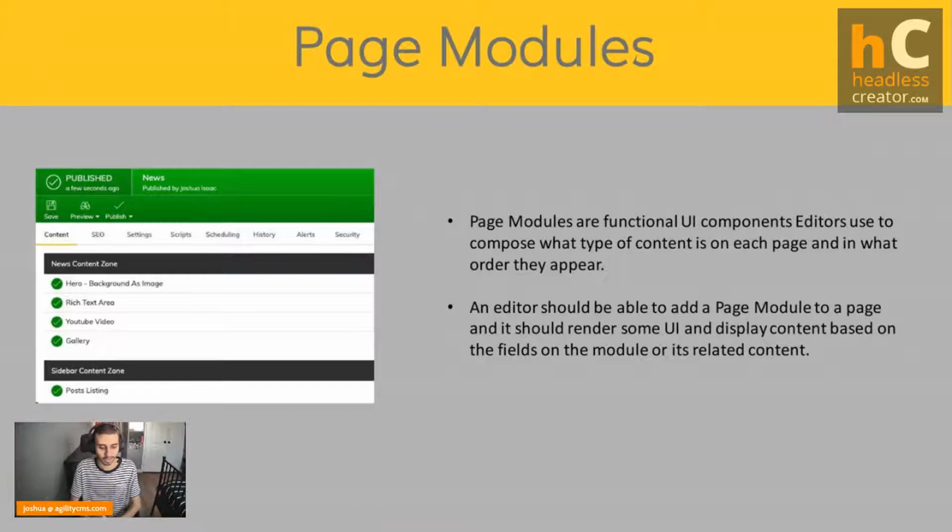Yeah, awesome. On the picture here, you can see I have a news page that is published, and I have two content zones in my news page. So I have a news content zone that has a hero module, a rich text area module, a YouTube video module, as well as a gallery module. And then I also have a sidebar content zone that has a post listing module.